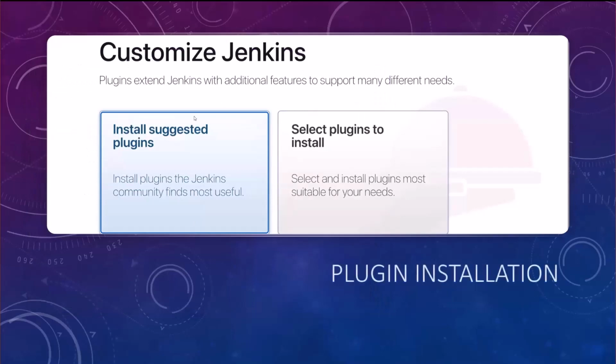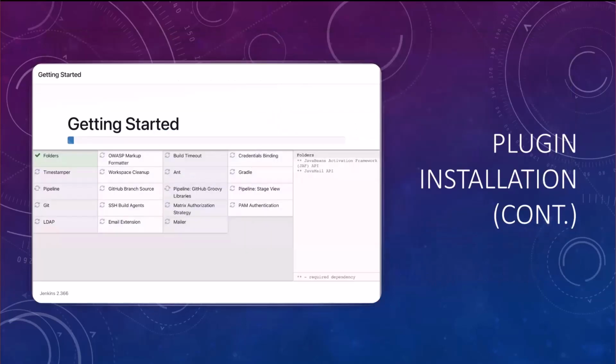Then Jenkins will give you two options: install suggested plugins, install plugins the Jenkins community finds most useful, or select plugins to install. This is a little more advanced. And finally, getting started. So Jenkins will install all these plugins. It will take a little bit of time, so you can wait for it to complete.